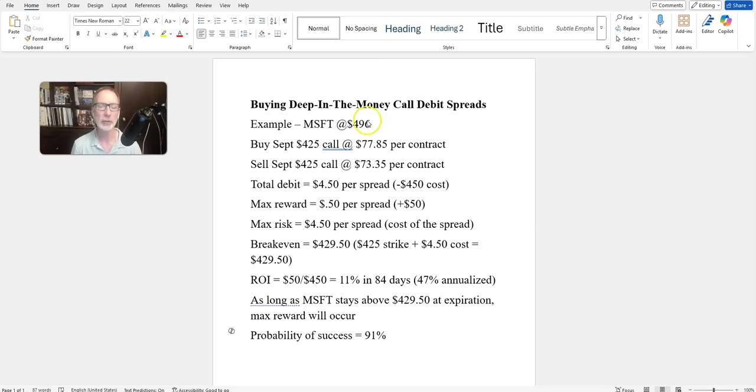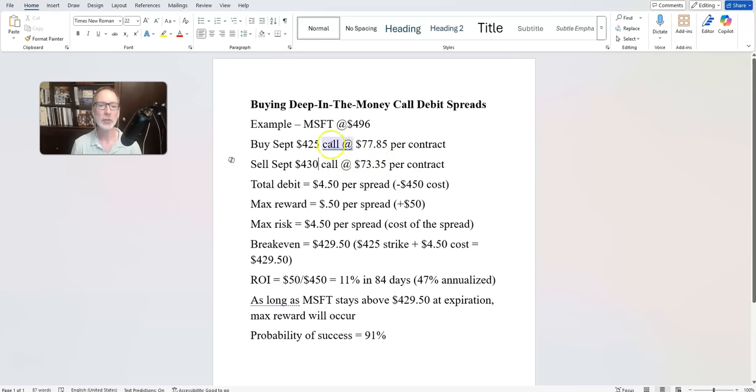So here's the trade we're going to key in on. We're going to go up to September 2025. We're going to buy the 425 call option and simultaneously sell the 430 call option. See, I could change that in real time here. So we're buying the 425 call for $77.85, and we're going to sell the 430 call, cover that part of the debit, at $73.35 per contract.